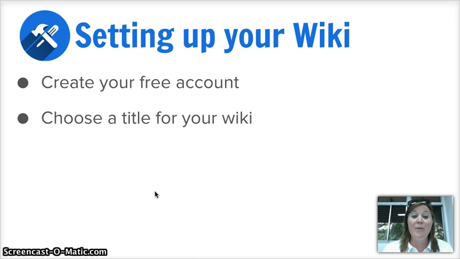You can have more than one wiki, so maybe for different classes or different projects, or maybe you have one that you want to do personally and then one for school. It's up to you. You want to create a title that is going to describe the wiki. So if I'm doing it for my 6th grade math class, I might do something like 6th grade math 2015-2016. You also might name it for a project or something specific that you're doing in your class.